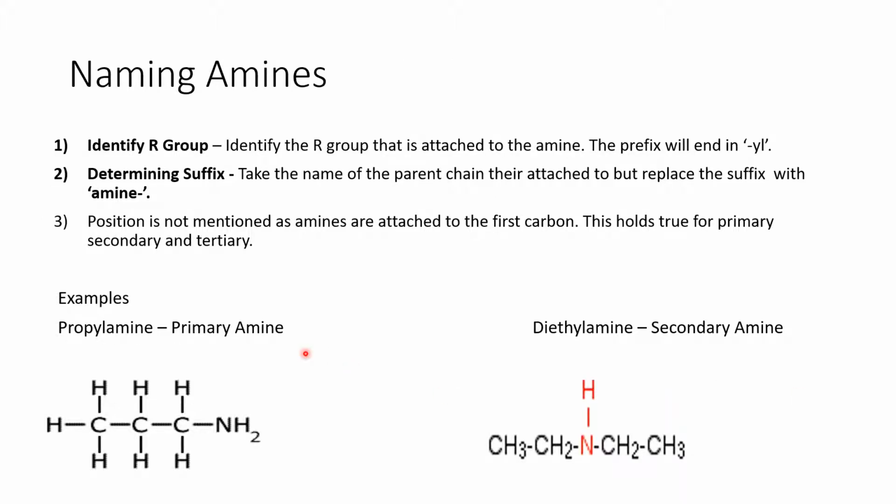When it comes to naming, you just identify the R group, which is the prefix, and then the suffix is amine. So here, you've got 3 carbons, propyl, and the suffix is amine. So it's propylamine. This is a primary amine, because you have 1 carbon attached to the nitrogen. Here, it's a secondary amine. You have 2 carbons attached to nitrogen. You just state the R groups, such as diethyl, and then the suffix amine.